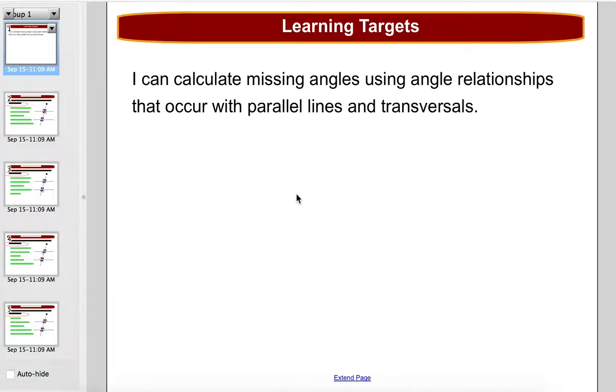Today we are going to continue with Unit 3. Our learning target today is I can calculate missing angles using angle relationships that occur with parallel lines and transversals. So you're going to want to take some notes along with this lesson. I will point out when it is a good time to write it down.